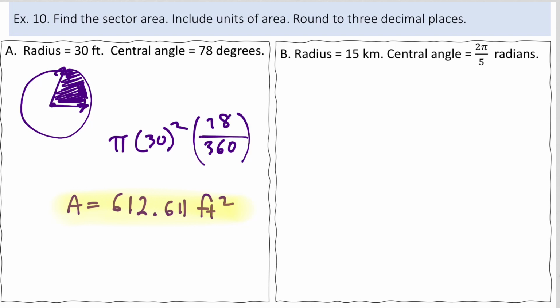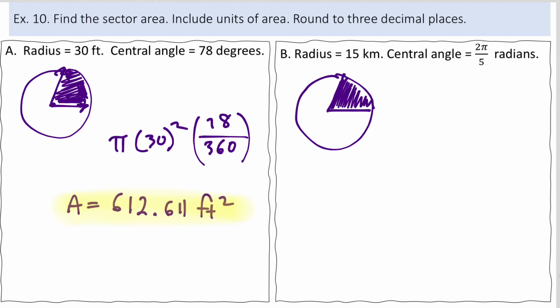Now let's try one where the angle measurement is in radians. So we've got our circle, we've got a radius, we've got a central angle equal to 2 pi over 5. So I'll just estimate the size here. That's about a half a pi, so a little less than a half a pi, where pi is a 180 degree slice. So let's just say it's about this much.